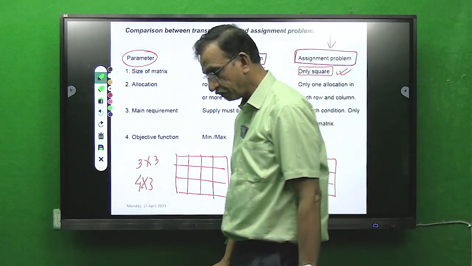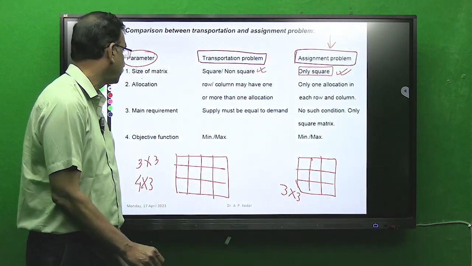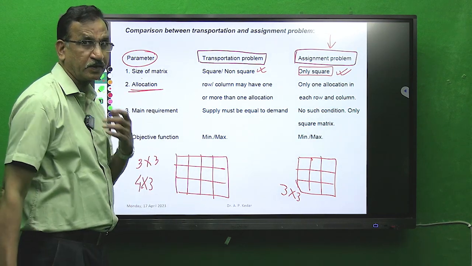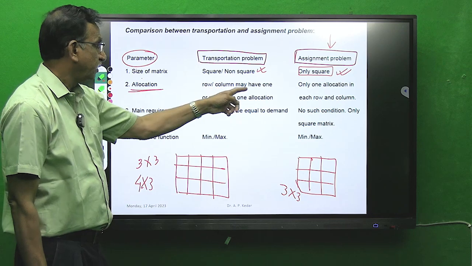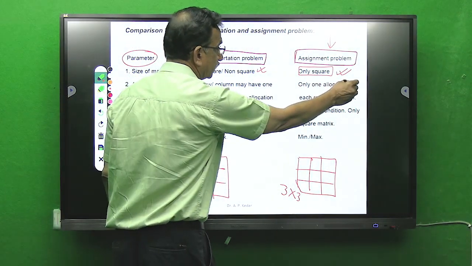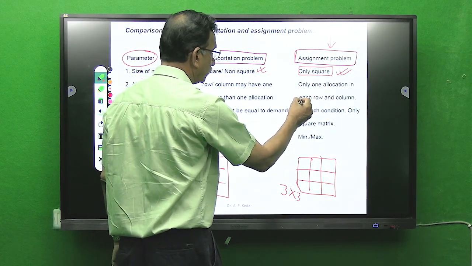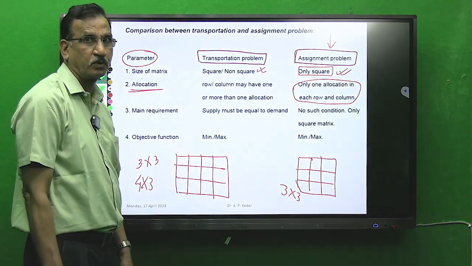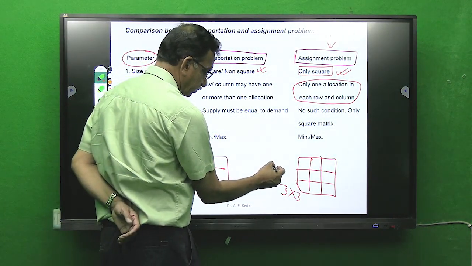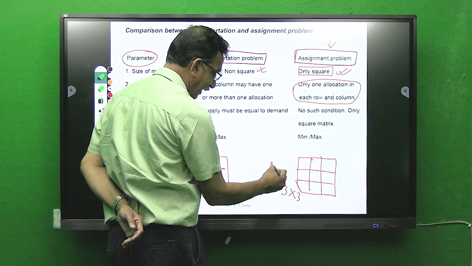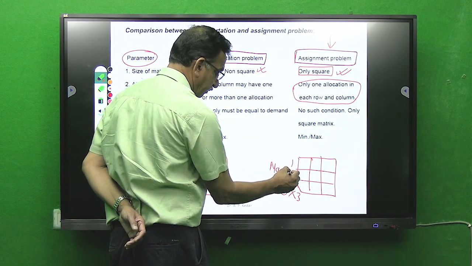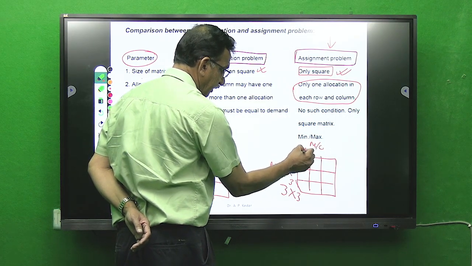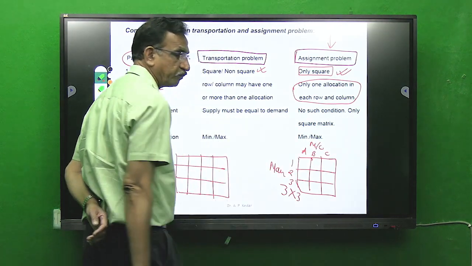Is it? Now the second point, allocation. Allocation is nothing but assignment. First we will see this, only one allocation in each row and each column. See here, suppose I am talking of men, different men, man 1, man 2, man 3, and here I am writing machines, machine A, machine B, machine C.